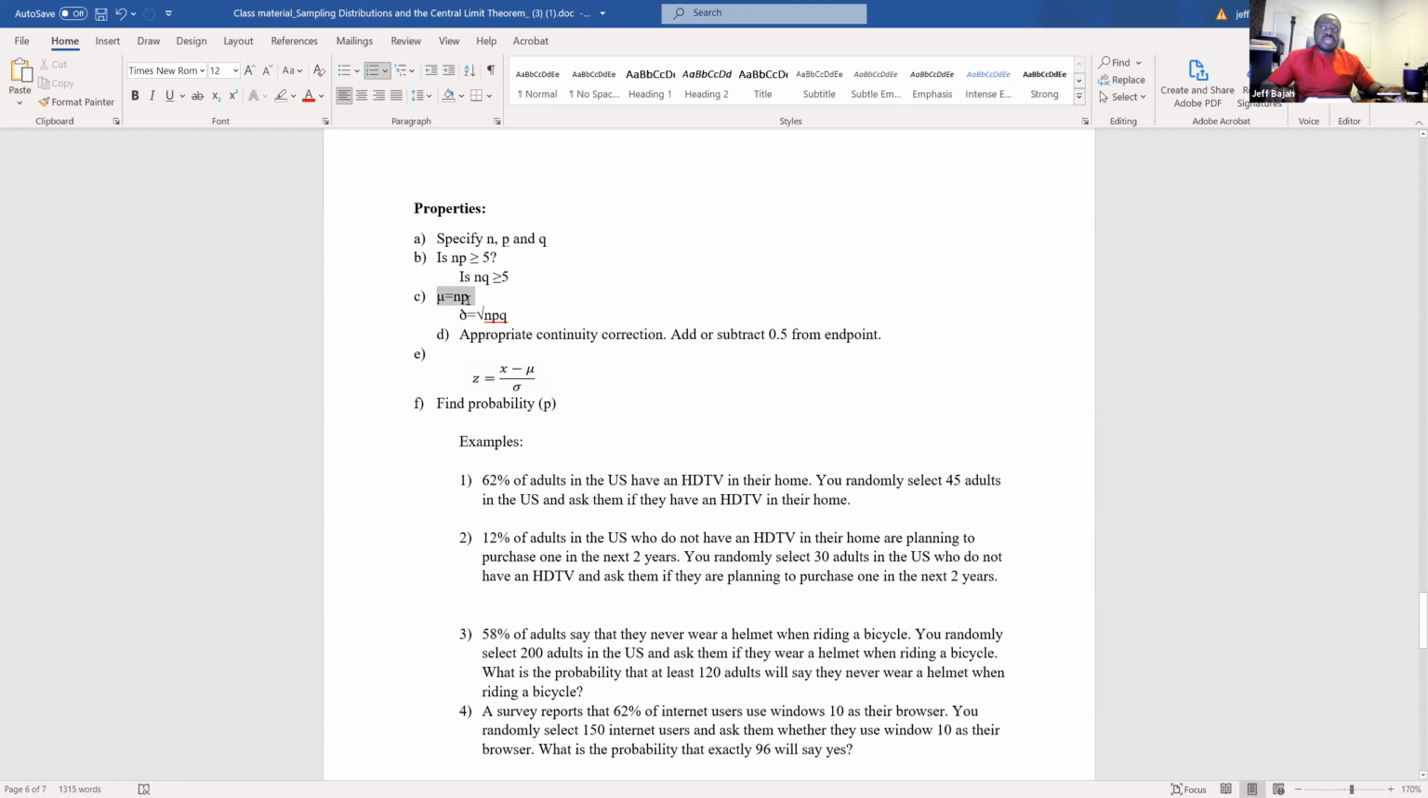The third one is we have to find the standard deviation and the mean. Then here's the fourth one. This is an important one that I want you guys to pay attention to. So if you're sleepy, wake up. This is very important. This is called continuity correction. Let me explain that before we go on. So what is continuity correction?